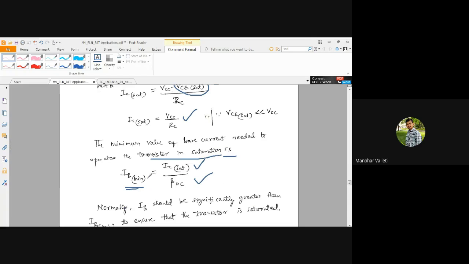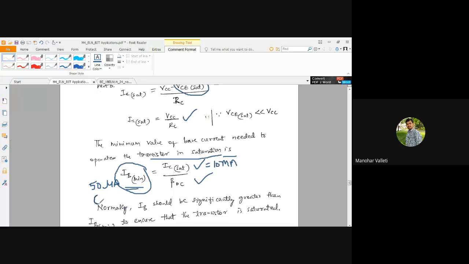This is the minimum current, IB minimum. This is the minimum current required to operate the transistor in the saturation region. So, let us say some 50 microamps will make the transistor operate in saturation region, and for that you get the saturation current, say some 10 milliamperes. That is the meaning of minimum I am talking about now.